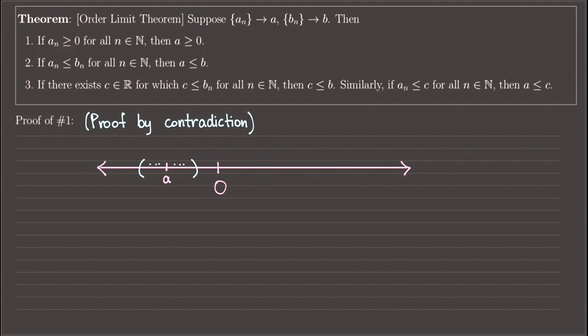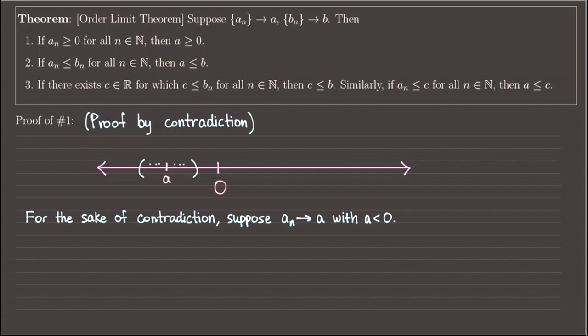So now let's write that up. As I always say, whenever you're doing an indirect proof, it's good to indicate that so that the reader can follow the argument. So for the sake of contradiction, suppose that a_n converges to a with a negative. Now I'm actually going to choose a specific value of epsilon. Let epsilon be negative a divided by 2. Notice a here is negative, so negative a is a positive number, divided by 2 is positive.